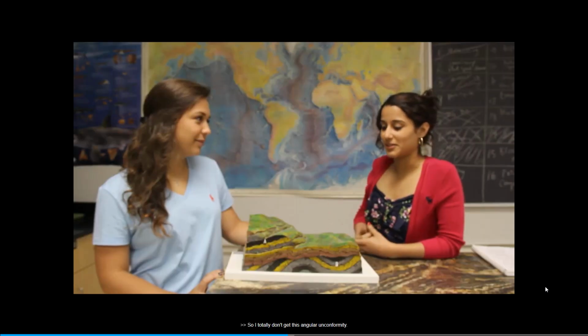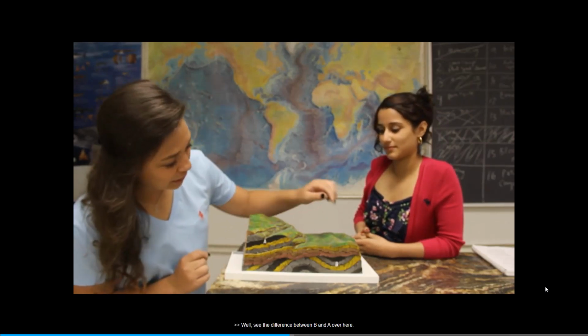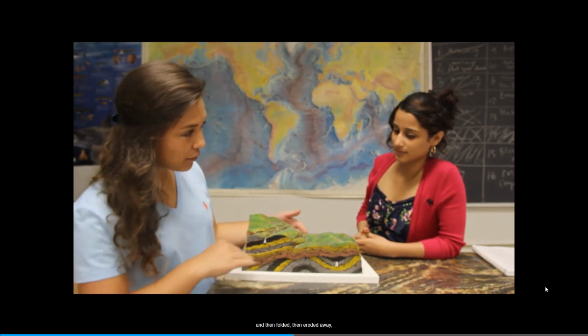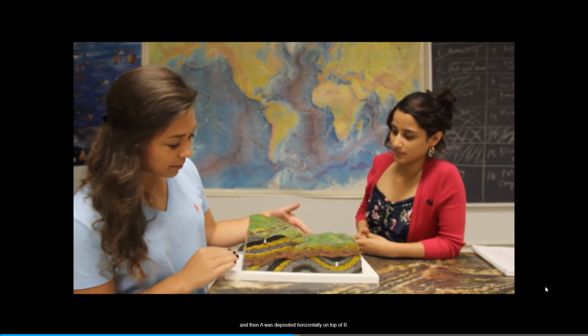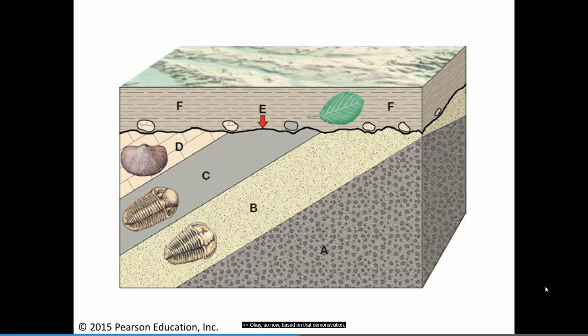So I totally don't get this angular unconformity. Well, to get the difference between B and A over here, B had to be horizontally deposited and then folded, then you wore it away, and then A was deposited horizontally on top of B. Okay, so now based on that demonstration, I hope you have a better sense of how angular unconformities form.